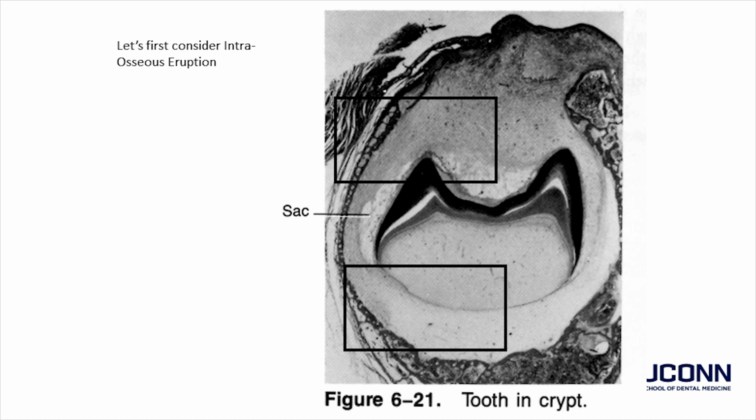What I'm about to tell you next may surprise you, and it's sort of counterintuitive. Root growth and formation of the periodontal ligament only play a minor role in tooth eruption.